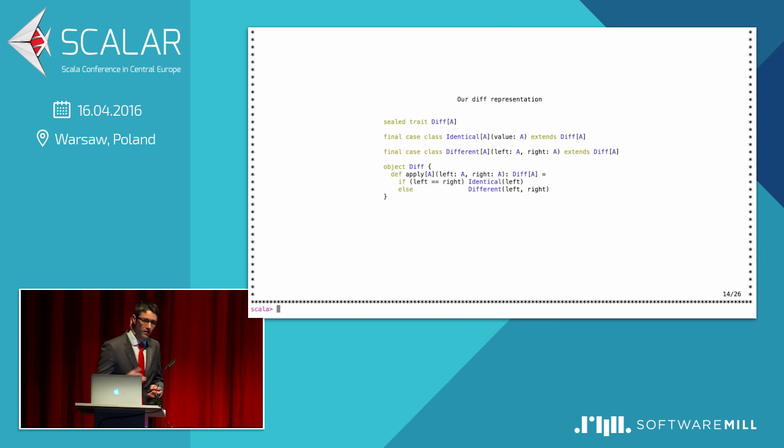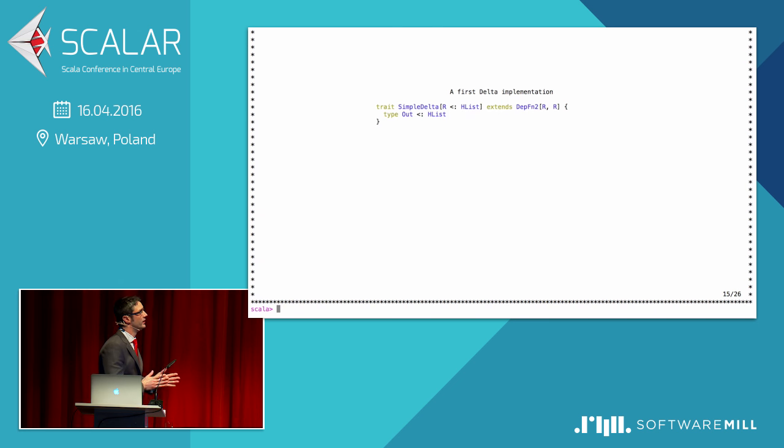So basically, we are building Delta, which will be lists, or rather HLists, of this diff algebraic data type. We have a sealed trait Diff that has two implementations. Either it is Identical, both fields have the same value, or it is Different. Okay, and we have a little factory method here to compute a diff of two elements of type A.